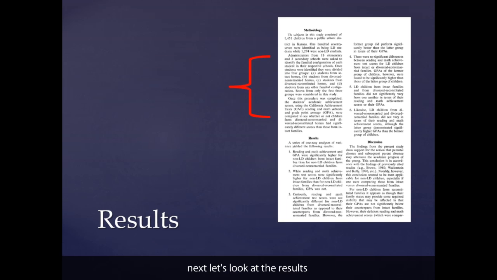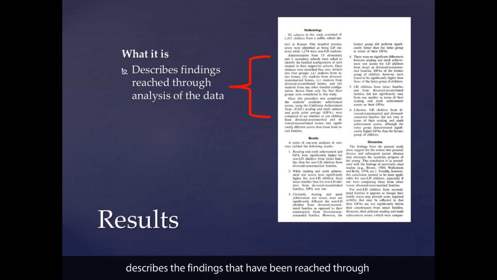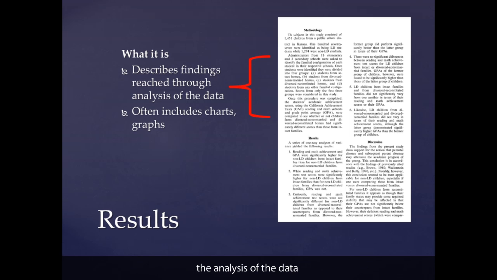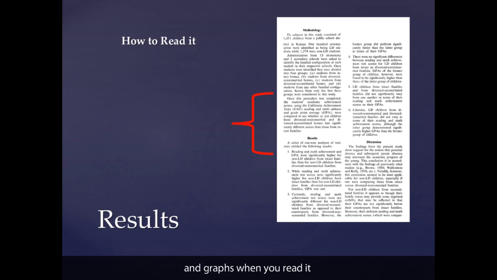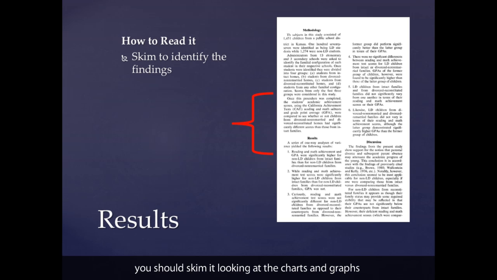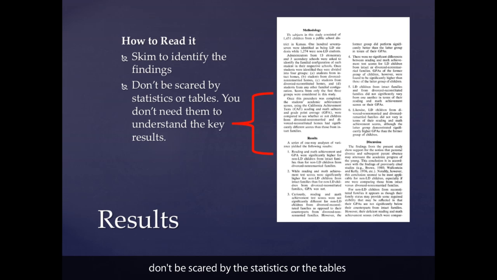Next, let's look at the results section. The results section describes the findings that have been reached through the analysis of the data. The results section often includes charts and graphs, and when you read it, you should skim it, looking at those charts and graphs especially, to identify the findings. Don't be scared by the statistics or the tables. You don't need to understand every detail of them to understand the key results.